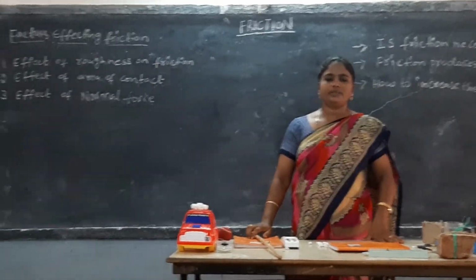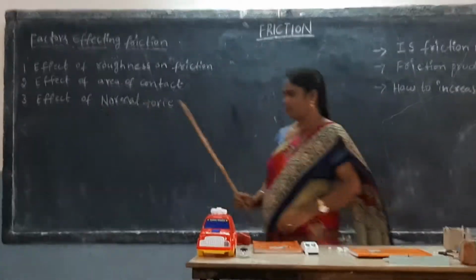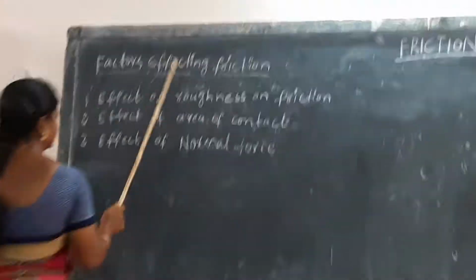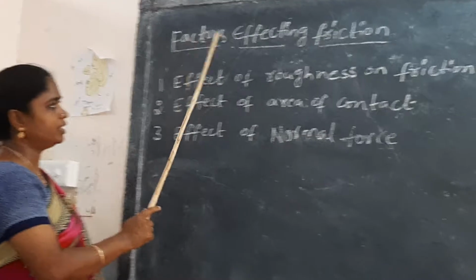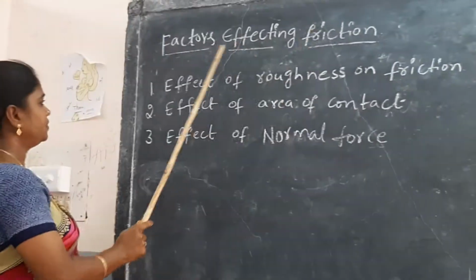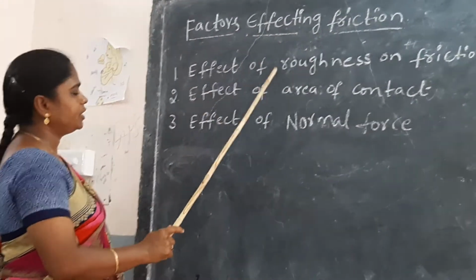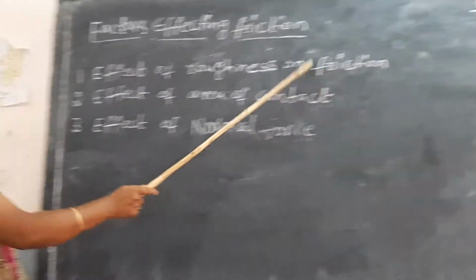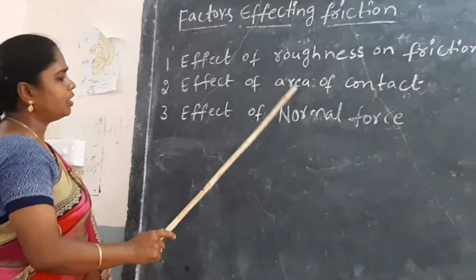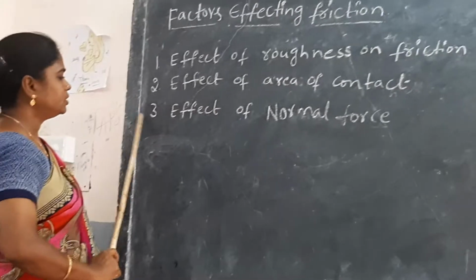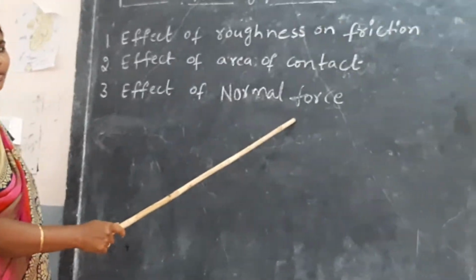Today we are going to discuss the topic: factors affecting friction. First one is effect of roughness on friction. Second one is effect of area of contact. Third one is effect of normal force.